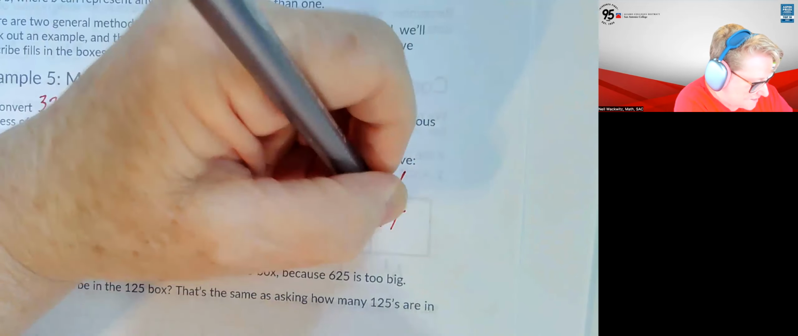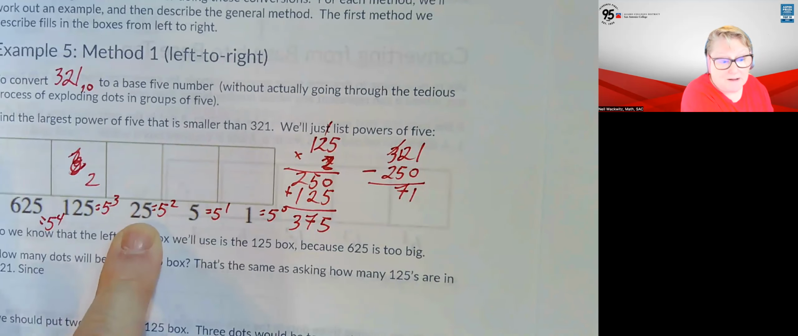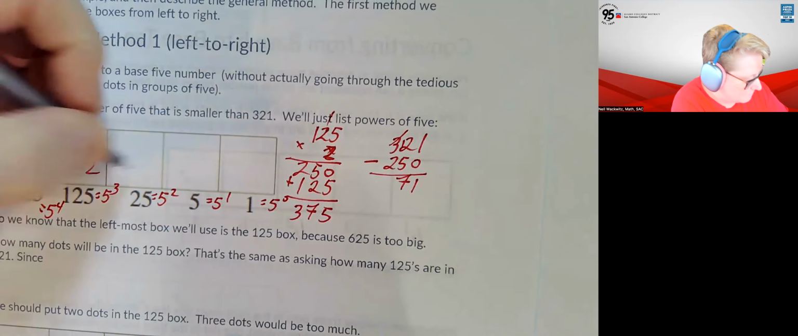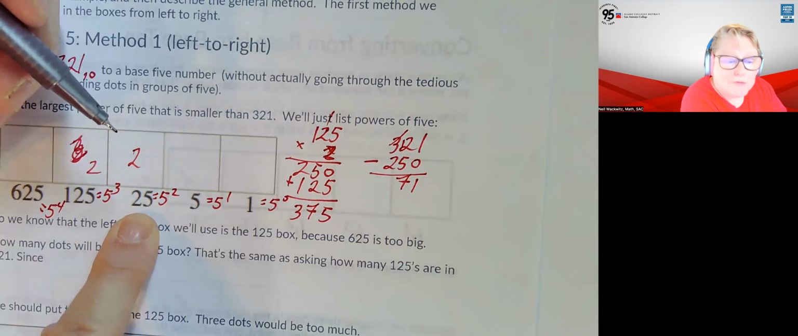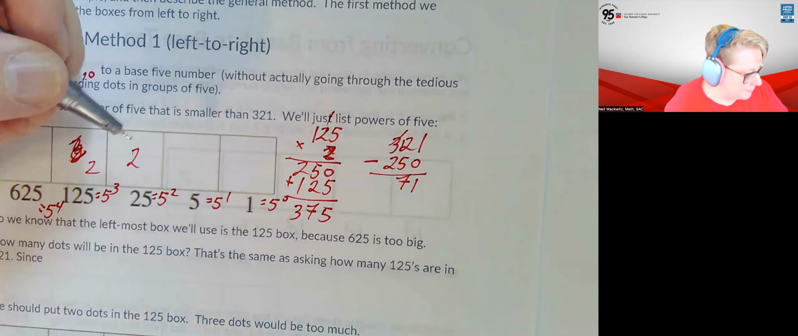12 minus 5 is 7. How many 25s are we going to have? Well, yeah, those are numbers you know. So we're going to have 2. 2 times 25 is 50. 3 times 25 is 75, and we don't quite have that. So let's subtract off 50.